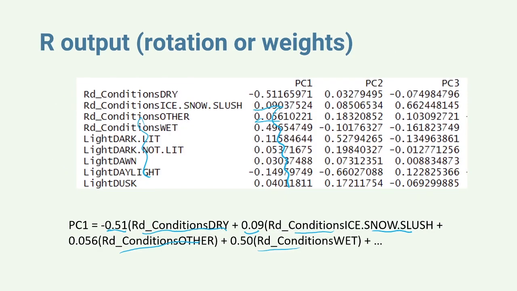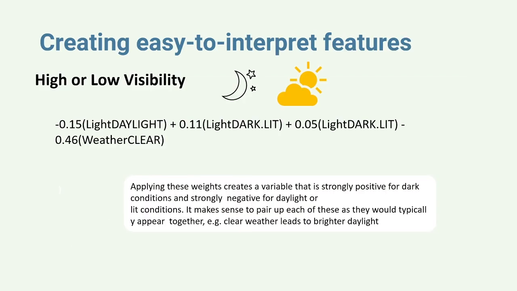So if you want to, try pausing the video and see if you could think of another variable that you could create based on this information. How about high or low visibility? This would look at light and dark. If the light is daylight, or if it's dark out but there are street lights, or if it's dark out and it's dark, and if it's clear weather.